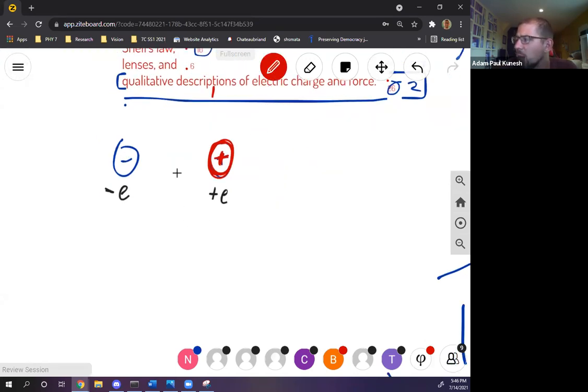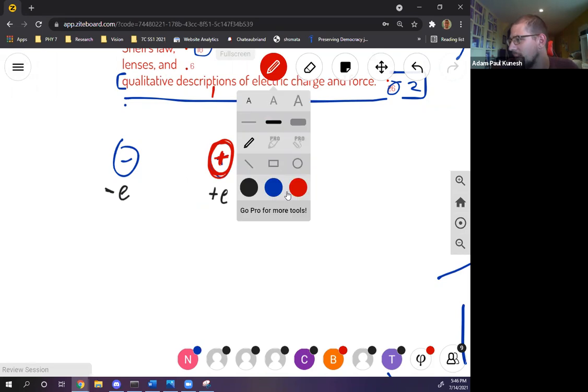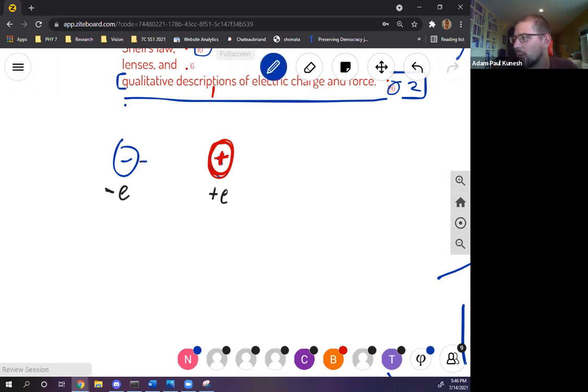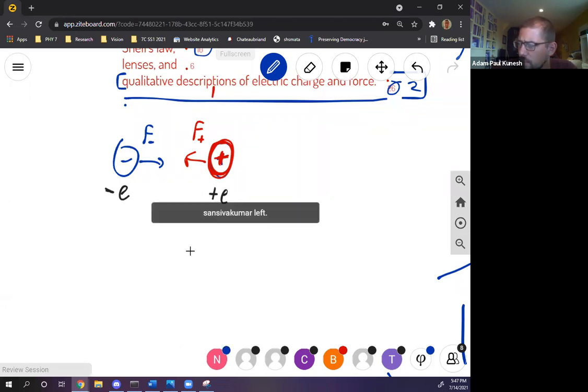When I have two things which are oppositely charged, as any middle school meme will tell you, opposites attract. So there's a force that pulls these two things together. The force that pulls these two things together increases as they get closer together, and it decreases as the amount of charge decreases.